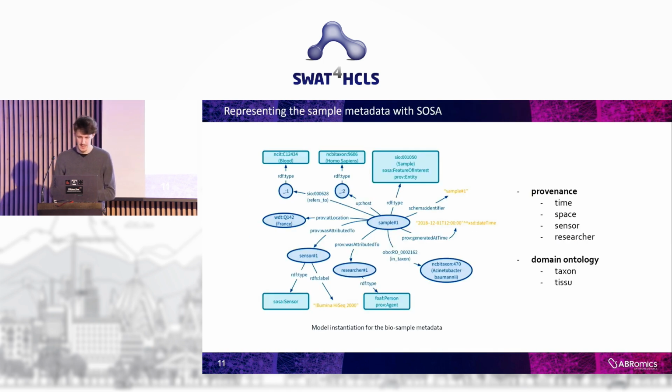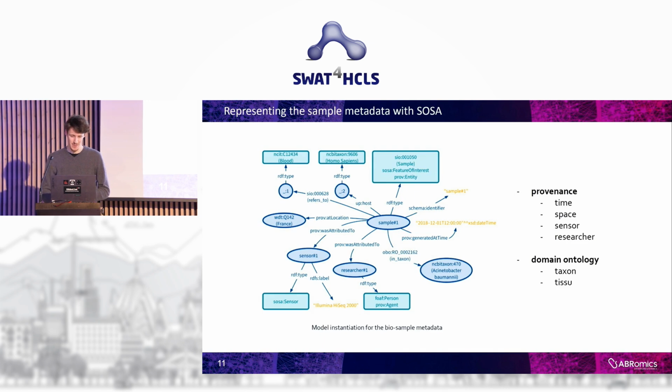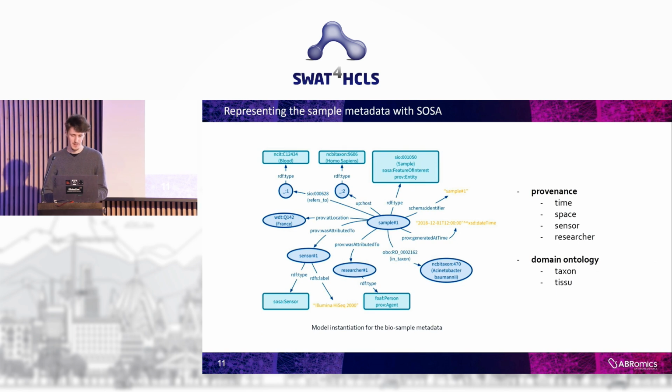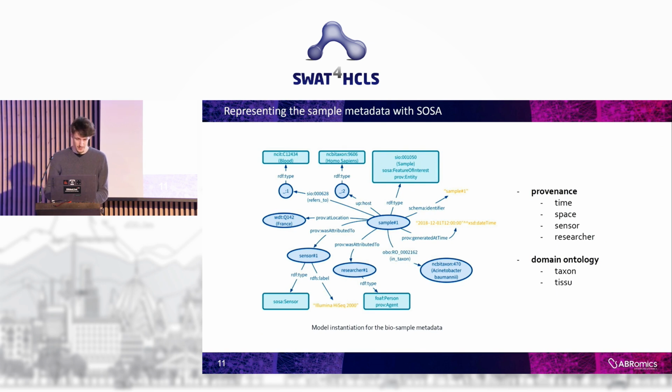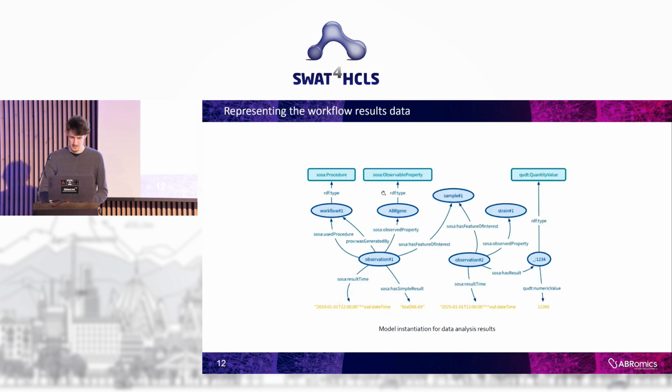So here you have the schema to represent the metadata of a sample. We have the provenance, with time, space, the sensor, and the researcher. We also use domain ontologies to represent the taxon and the tissue on which the sample has been collected. In terms of ontology, we use PROV a lot here, and as you can see, we have the notion of time and the provenance. And then here you have the interesting stuff.